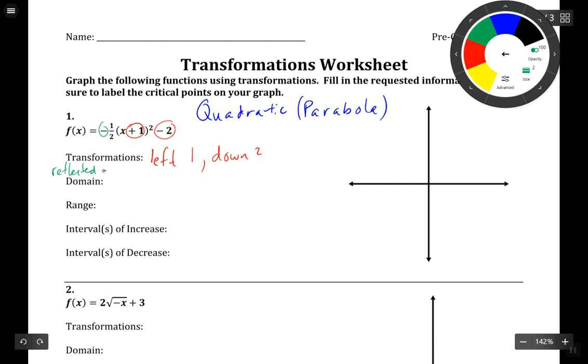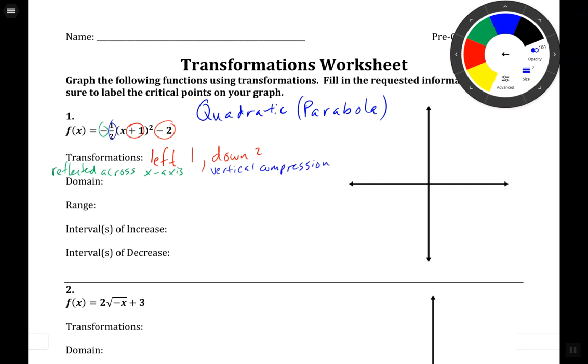across what? Not the y. Across the x-axis. And then the last thing you see is this half. What does that do? It's vertical. What kind of? It's not horizontal. It's vertical because it's outside. What is it? Vertical compression. It means it's going to go up half as fast.